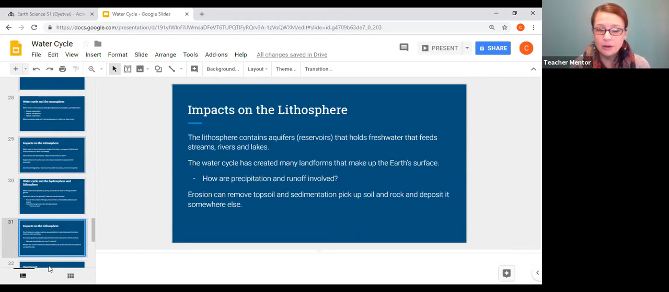And so how are precipitation and runoff involved in creating these gorgeous landforms that people seek out to see on the Earth's surface? How are precipitation and runoff involved in, say, the Grand Canyon, for example? What are some thoughts?